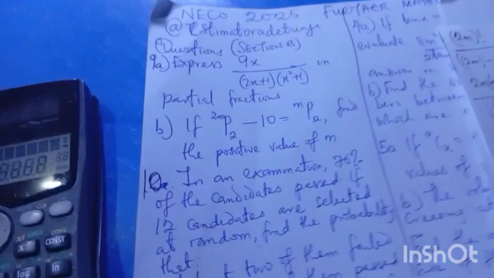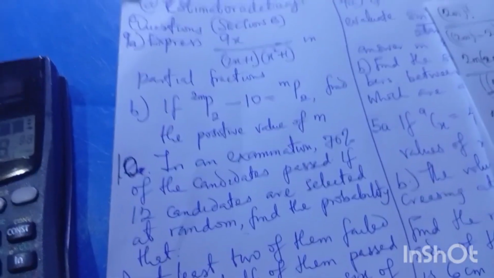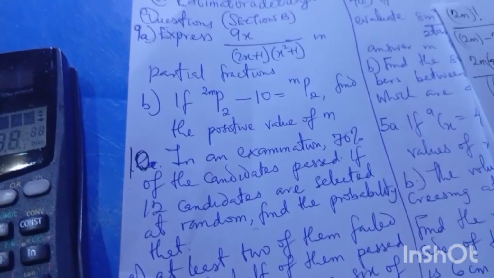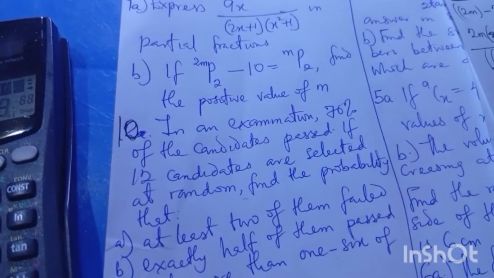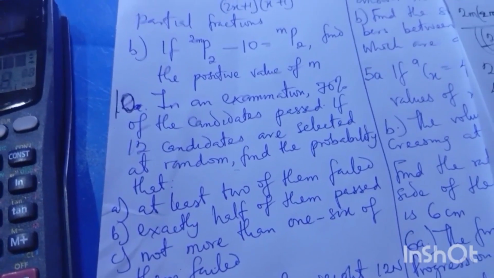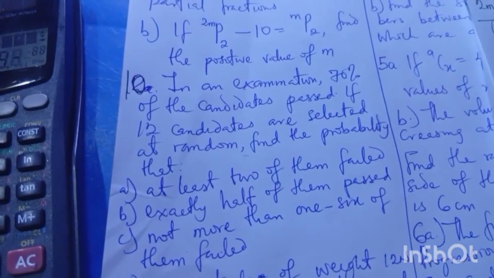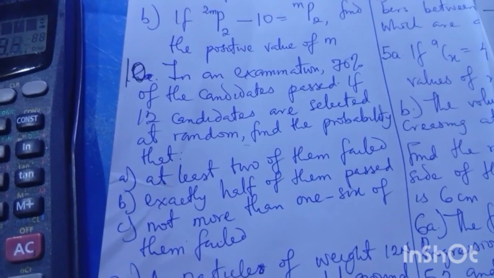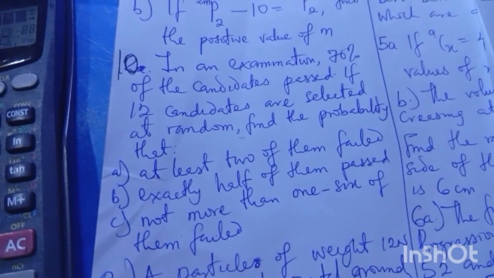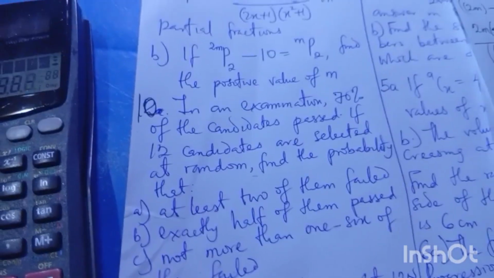Yes, now that we have finished question number 9, we can now move to question number 10. It says, in an examination, 70% of the candidates passed. If 12 candidates are selected at random, find the probability that at least 2 of them failed, exactly half of them passed, and the last one, not more than 1/6 of them failed. That's a very simple question.